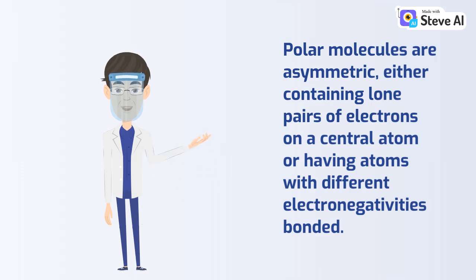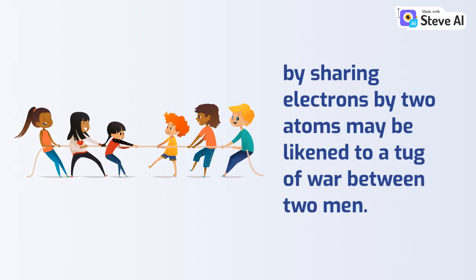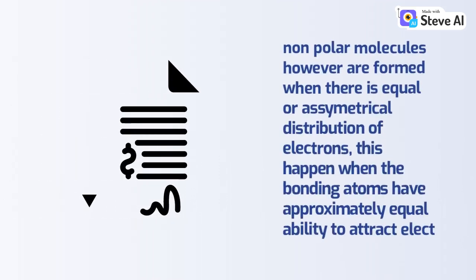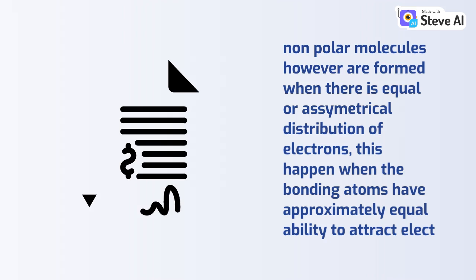Sharing electrons by two atoms may be likened to a tug-of-war between two men. The stronger man drags the other across a central line between atoms. The shared electron pair is attracted more strongly toward the negative atom, making them unequal or asymmetrical, creating a polar bond. Nonpolar molecules, however, are formed when there is an equal distribution of electrons. This happens when the bonding atoms have approximately equal ability to attract electrons.